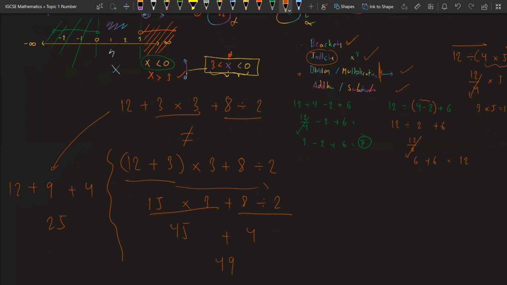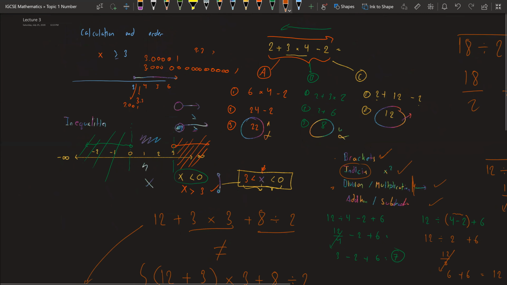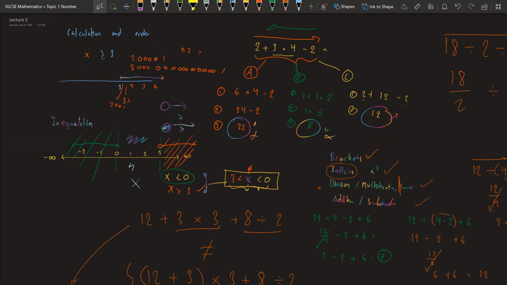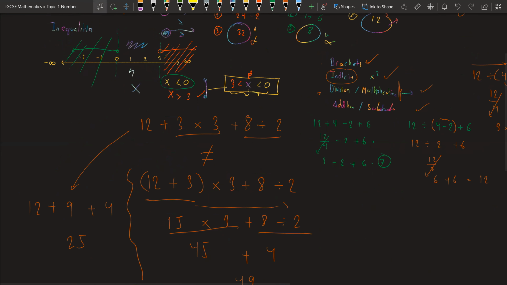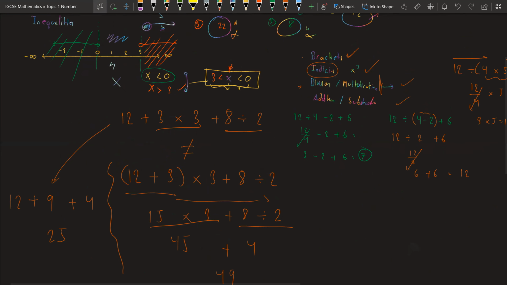Okay, and that would conclude the lecture for chapter 3, calculation and order. So the key takeaway for this chapter is the order of operation.